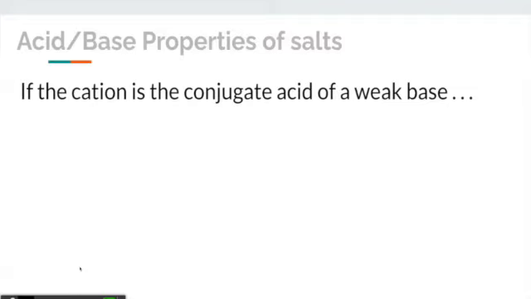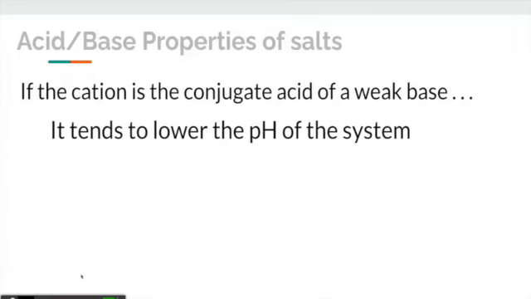If the cation is the conjugate acid of a weak base, which happens occasionally, then it does affect the pH, and it tends to lower the pH of the system because it's an acid.